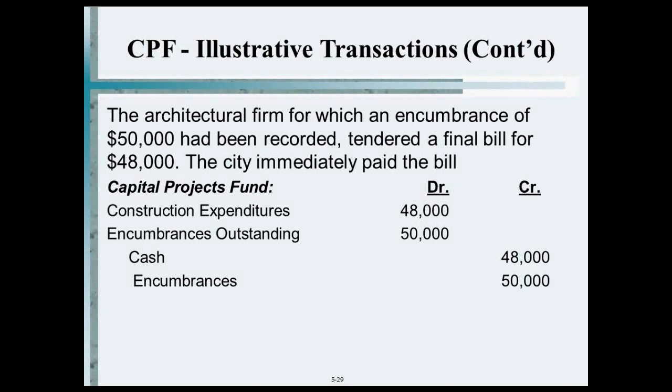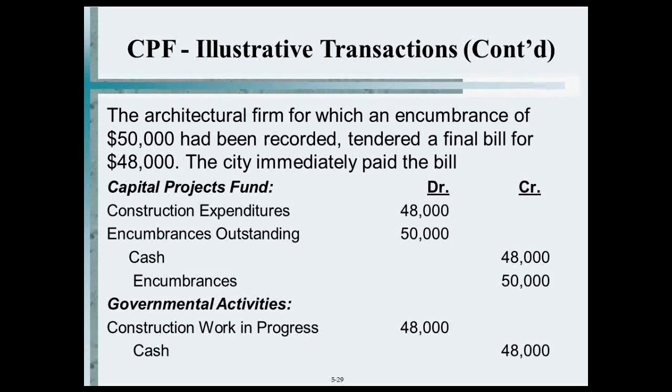All right, so they go ahead, they got the bill. The engineer was really nice, only sent them a bill for $48,000 instead of the $50,000 that they put the purchase order for. They wipe out the encumbrance and pay the construction expenditures of $48,000. Everybody see that? Okay.